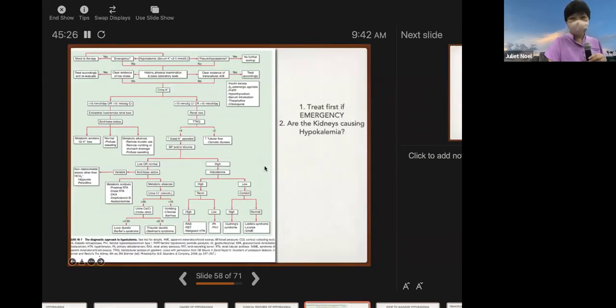Okay, this is a busy slide which I cannot even see. So what is important is you treat; the first is emergency. Are the kidneys causing the hypokalemia?